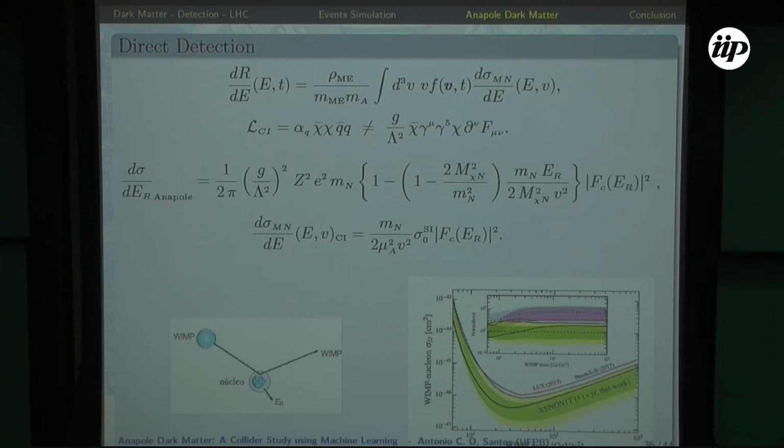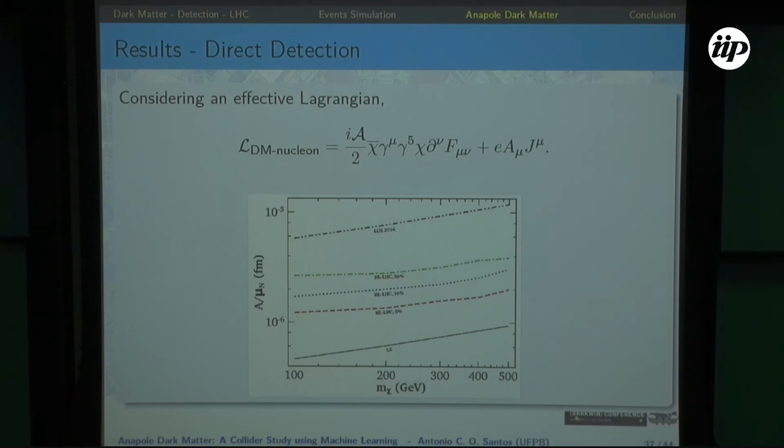You need to rescale them. So this is our results compared. This analysis was done at the end of 2017. At that time, the best result was the LUX one, but we compare with the projected results for the LUX-ZEPLIN experiment. But this will happen just in the next 10 years, if I remember correctly.